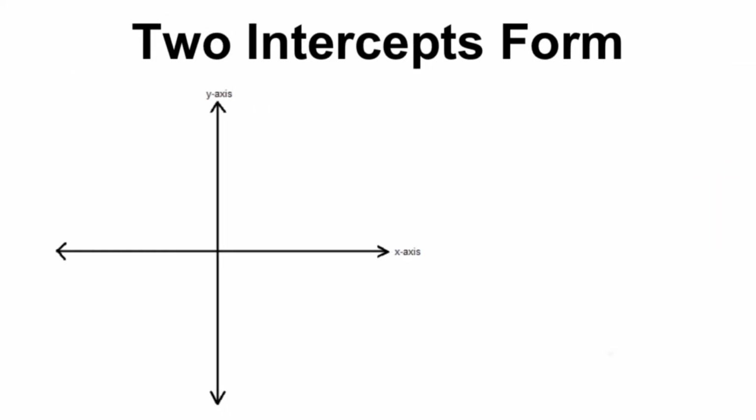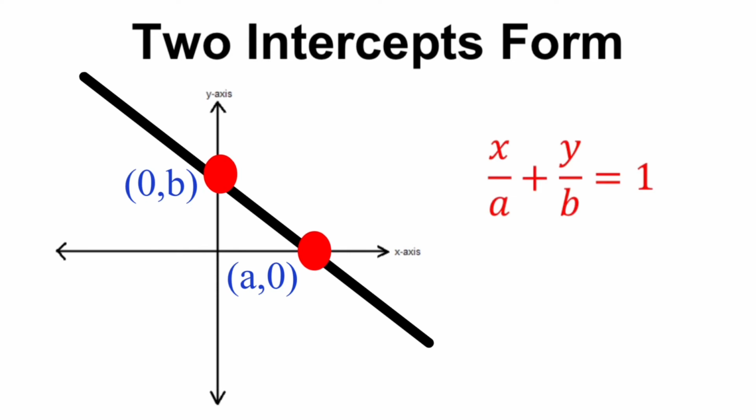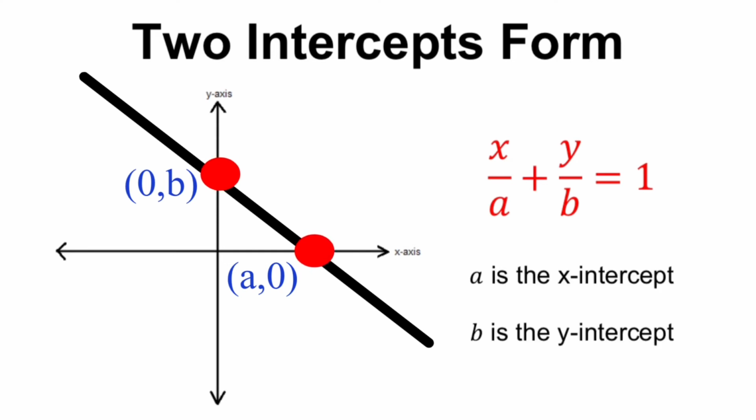The next form is the two-intercept form, or the double-intercept form. If we are given two intercepts of the line, that is (0, b), which is our y-intercept, and (a, 0) as our x-intercept, we can use the formula x over a plus y over b equals 1, where again a is the x-intercept and b is the y-intercept. This is called the two-intercept form of a line, or the double-intercept form of a line. Now let's move on to the next form.